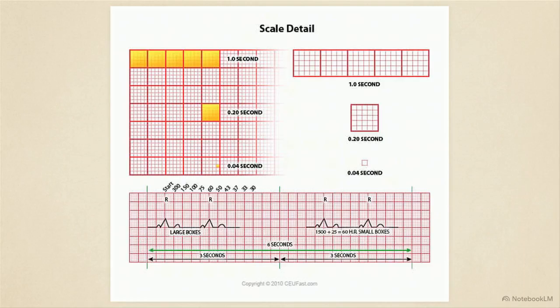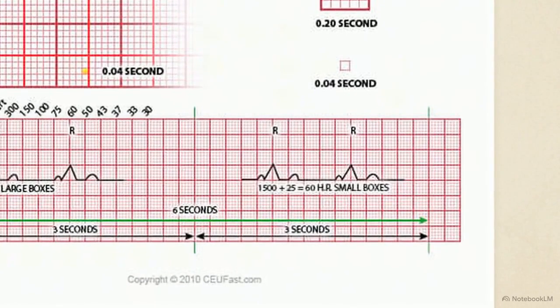Step 2 determines the rate. This graphic details the 10 times method. Obtain a 6-second strip, count the R waves, and multiply by 10. For higher precision, use the 1500 method. Count small squares between consecutive R waves and divide 1500 by that exact number.